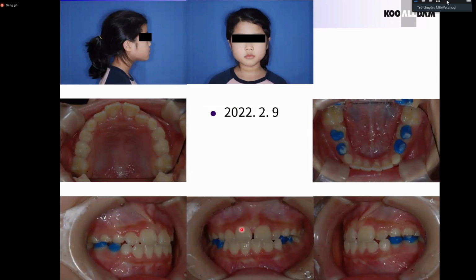And during the growth, we can see the proper overjet. However, we can see some anterior crowding in the upper anterior area. How about her profile? Not bad. However, still protrusive in this area.